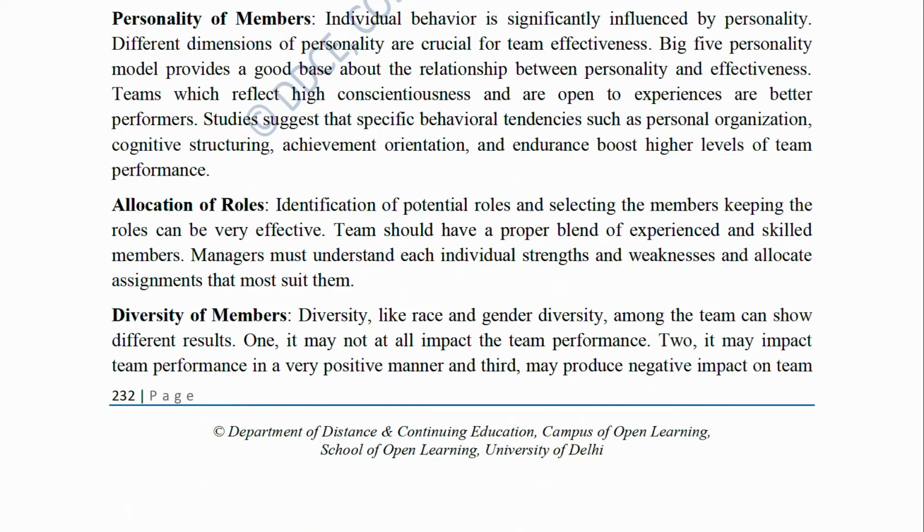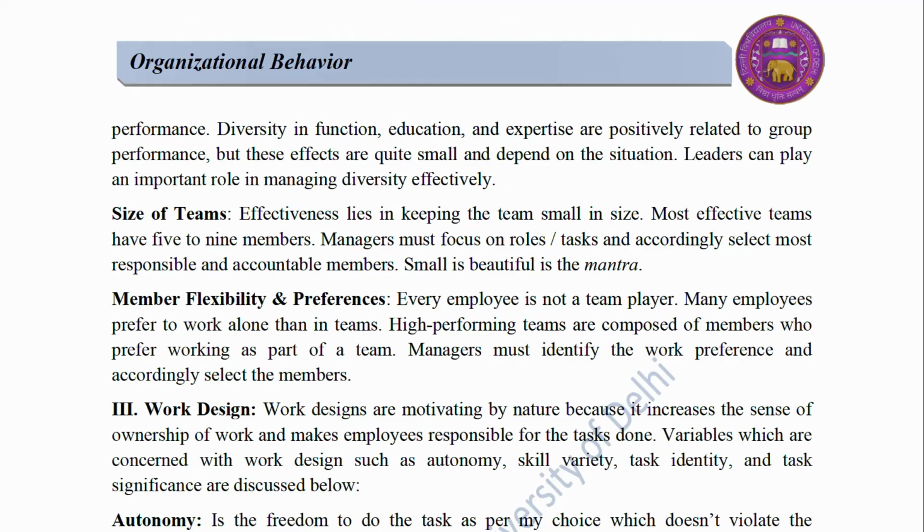Diversity of members. Diversity like race and gender diversity among the team can show different results. One, it may not at all impact the team performance. Two, it may impact team performance in a very positive manner. And three, it may produce a negative impact on team performance. Diversity in function, education, and expertise are positively related to group performance, but these effects are quite small and depend on the situation. Leaders can play an important role in managing diversity effectively.